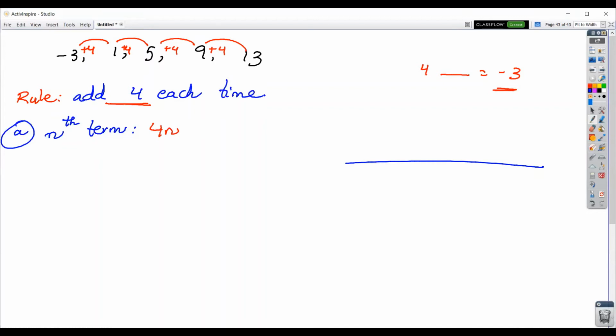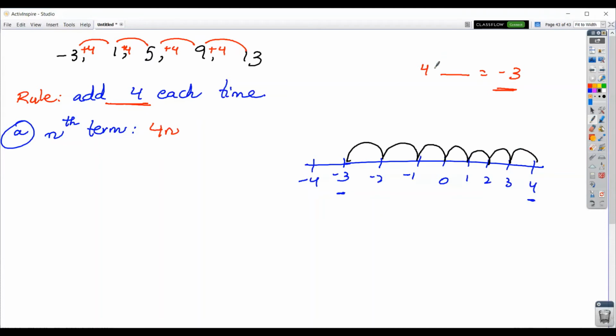So what number are we going to take away from 4 to get minus 3? You can even use a number line: 0, 1, 2, 3, 4, and this is minus 1, minus 2, continuing to minus 3 and minus 4. Starting from 4 and going to minus 3, we are definitely going in the backward direction, which means we will have a minus sign. So 1, 2, 3, 4, 5, 6, and 7. When you do 4 take away 7, you get minus 3. So the nth term of the sequence would be 4n minus 7.